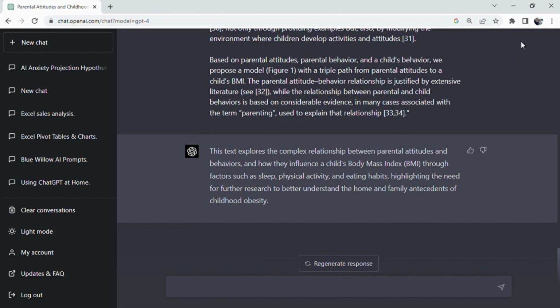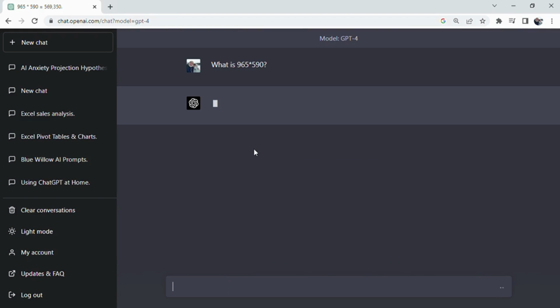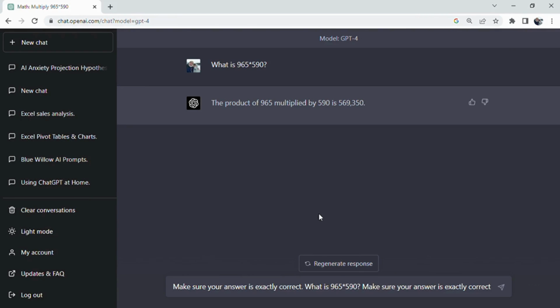Next example is asking it to multiply 965 and 560. The answer is correct. But there are some mathematical examples where it sometimes returns wrong answers. We will see how to overcome these later on.